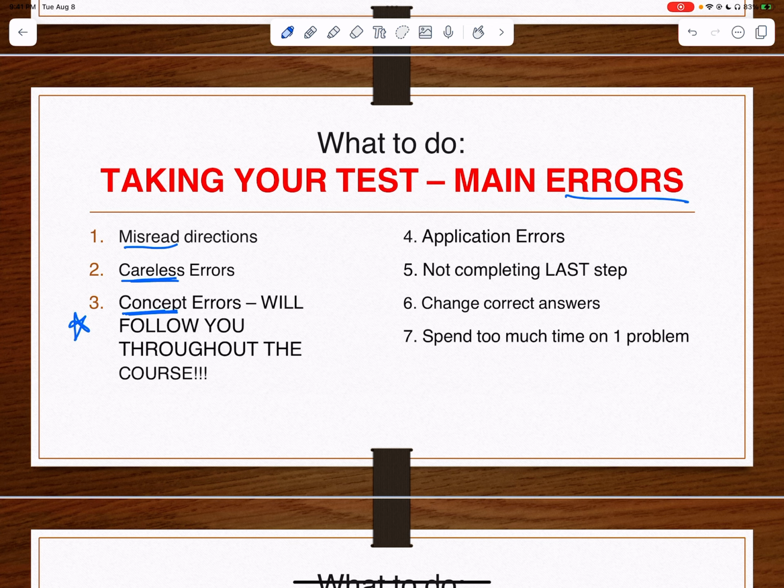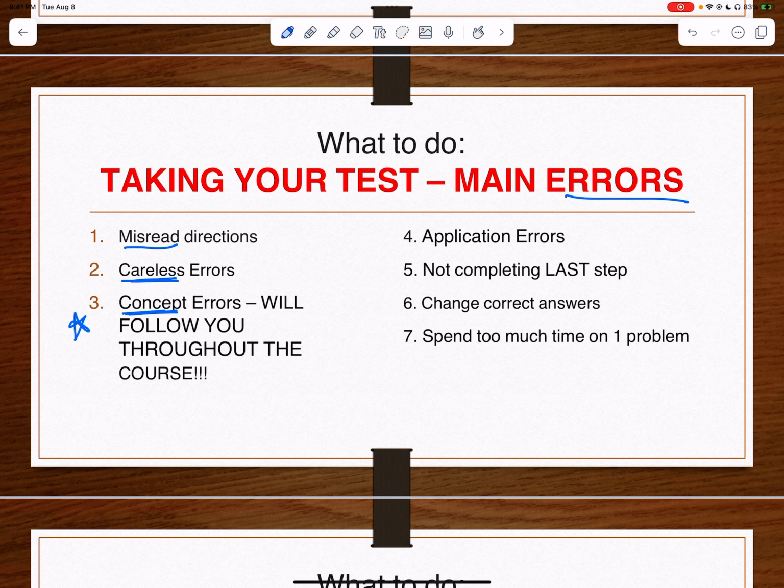Okay, so I'm going to hand back your test the day after you take it. So next class period, we're going to be going over the test. And I want you to write down any concept errors, and you might want to write down the careless mistakes too, so you don't make those, but especially concept errors.